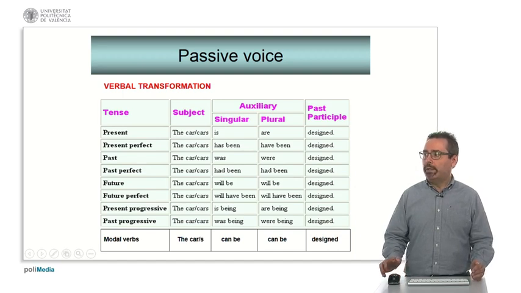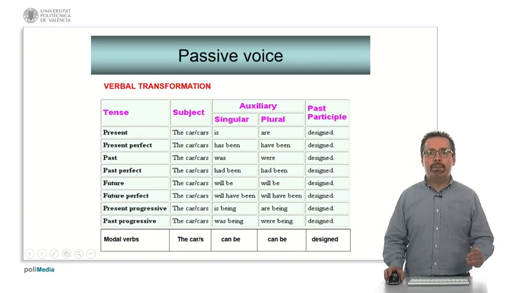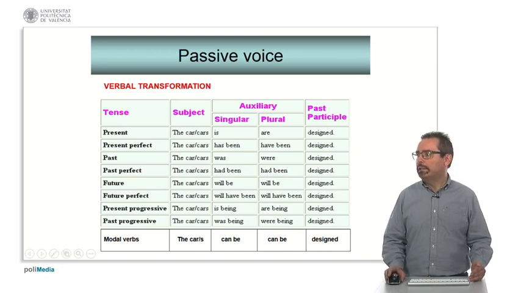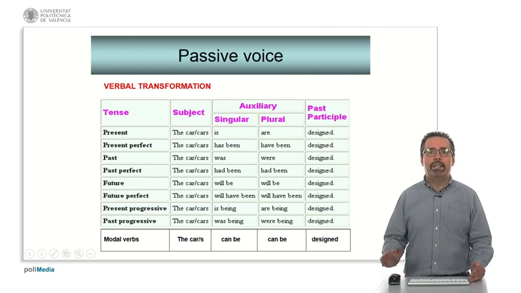Here we have a summary, a list of the most important cases we can deal with. Present, present perfect, past, past perfect, future, etc. It doesn't matter how easy or complicated the verb is. The rule is mechanical. It's exactly the same. The car is, or the cars are designed, or for example, in a complicated verb form such as the present progressive, it is exactly the same rule. The car or the cars is being or are being designed. It's exactly the same tense of the verb to be, followed by the past participle.